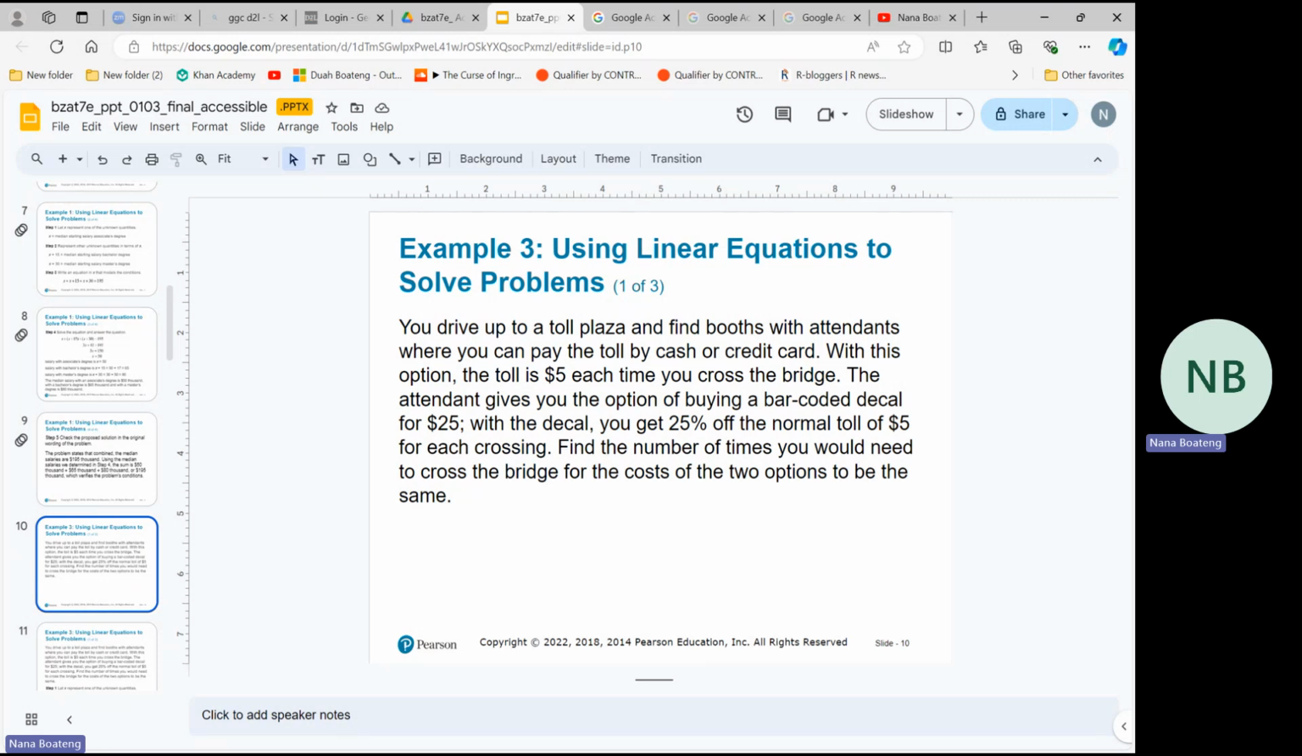So the option one is to pay by cash or credit, and with this option, you pay $5 each time you cross the bridge. Then the attendant gives you another option, so option two, where you can buy a barcoded decal for $25. And with the purchase of the decal for $25, you get a 25% off the normal toll of $5 for each person. Find the number of times that you will need to cross the bridge for the cost of the two to be the same.